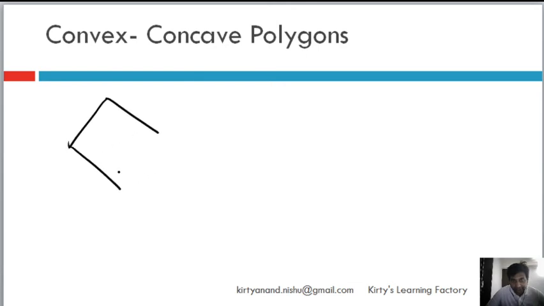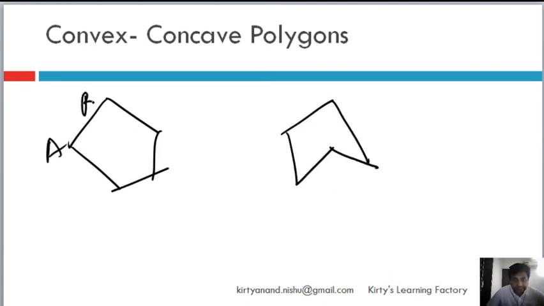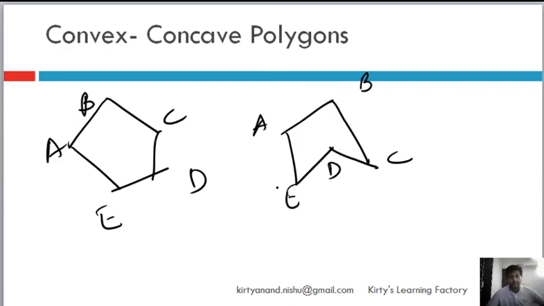So let's say I am drawing a polygon like this, and I am drawing a polygon like this. Okay. A, B, C, D, E. Here also A, B, C, D, E. Right. Now this is a convex polygon. This one is a convex polygon. Now in a convex polygon, what happens is that whenever you join any 2 points, irrespective of whether it is a side or a diagonal, the line segment will always fall inside the region of the polygon itself.